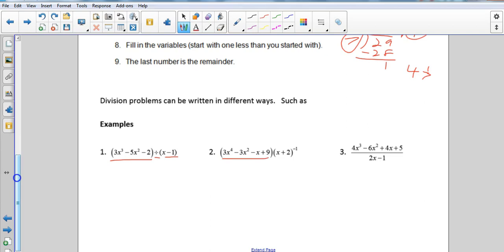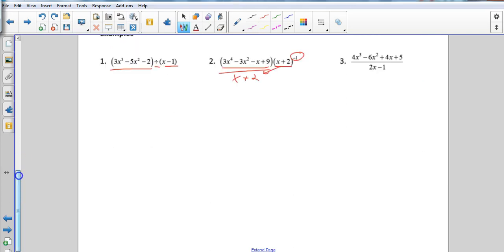Here is a quartic, and it looks like it's being multiplied by a binomial, doesn't it? But remember, this x plus 2 to the negative 1 means really this goes downstairs as x plus 2. And then we have, in example 3, the traditional numerator-denominator version. So let's go ahead and do these 3 both ways.